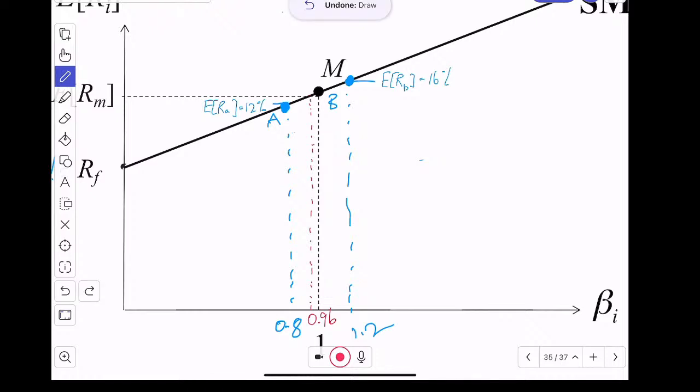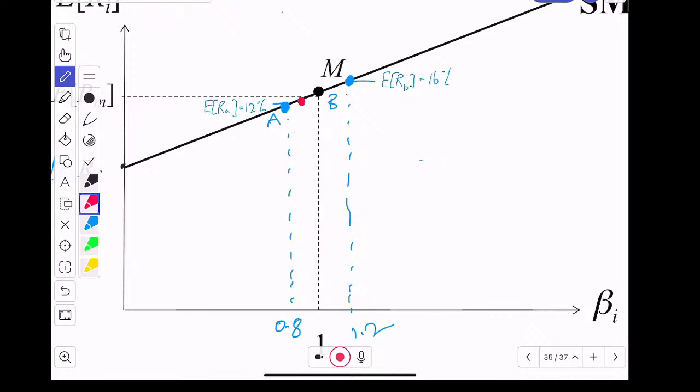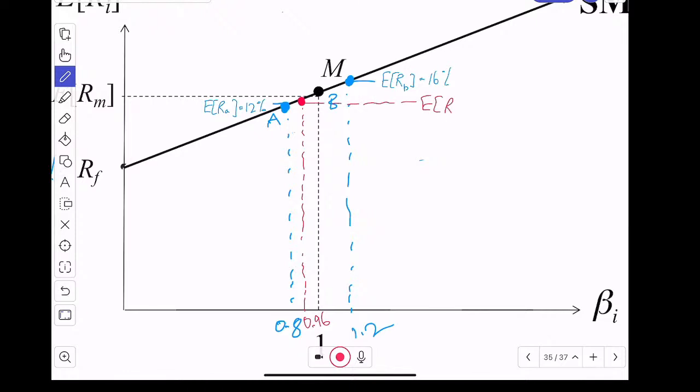Okay, let's do this again. Just for visualization purposes, I'll put the dot on first. There. And then the line. And I'll ask you to believe this is 0.96. And the expected return to the portfolio is 13.6%. It's lower than 14%, and it should be on the line.